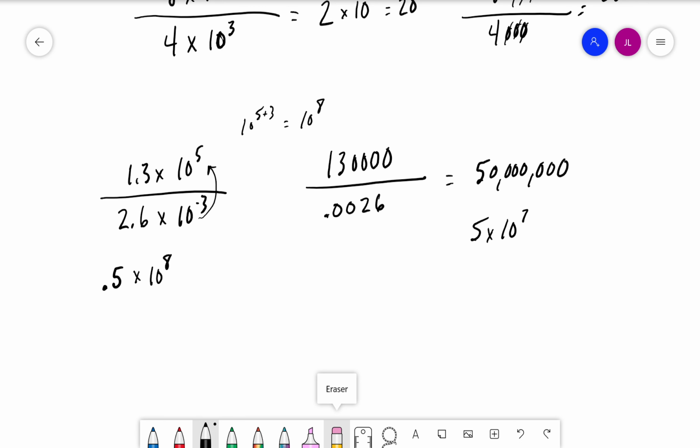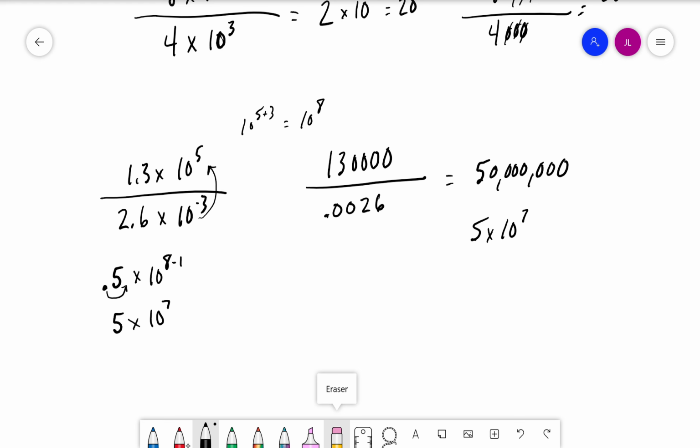However, remember, we have to have one number to the left of the decimal point. So we're going to move this decimal. So we're making it 5. That makes this side bigger. We have to conversely subtract 1 from this side. So we got 5 times 10 to the 7th.